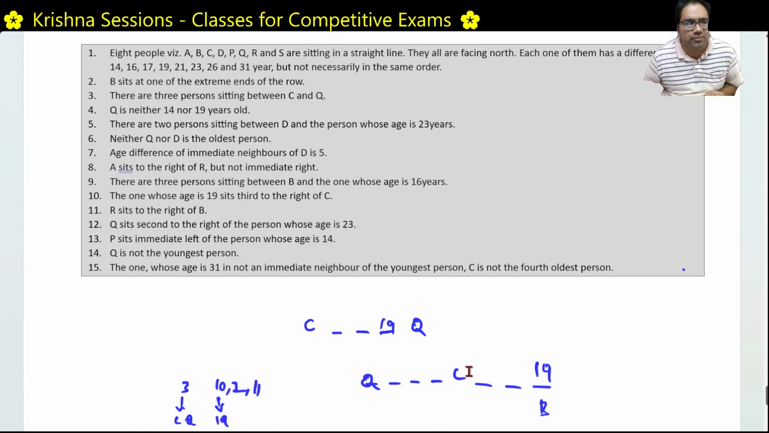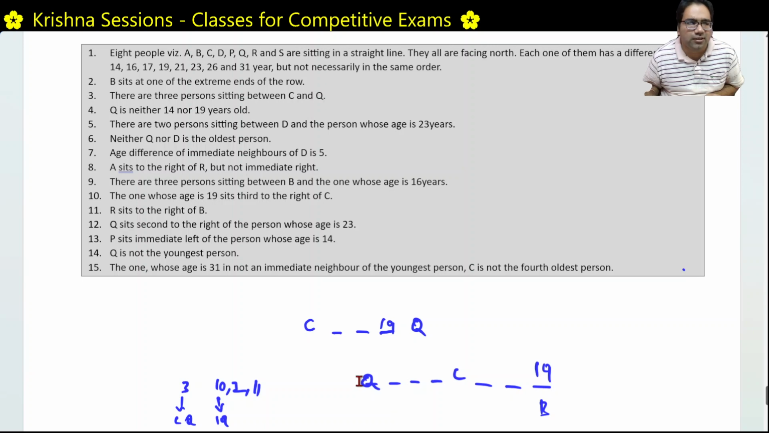Understood, right? Because if the 19 guy is sitting third to the right of C, that means there are 4 slots here, and between C and Q on this side there are again 3 people. So we had defined the two possibilities of C and Q: either Q can sit to the right of C or Q can sit to the left of C.